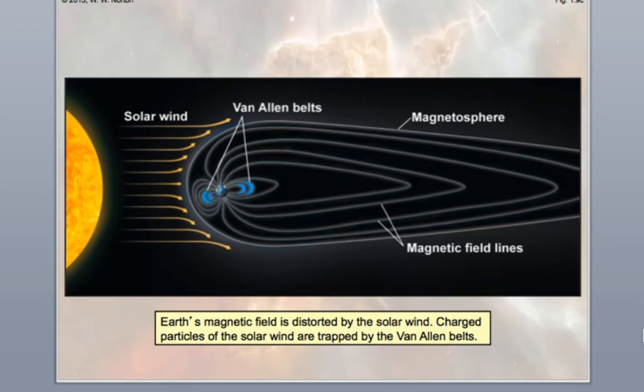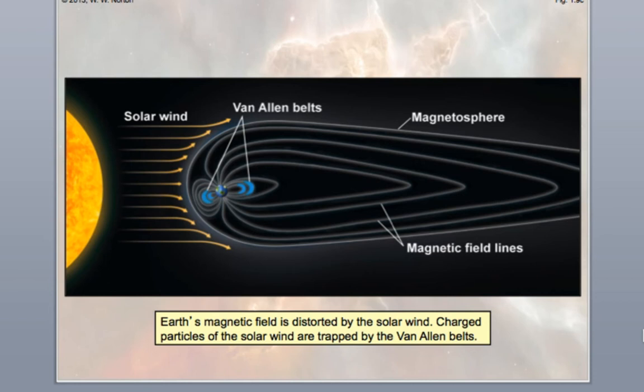Now, the sun emanates these particles called solar wind. Solar wind is a series of charged particles. They can be protons, electrons, neutrons. In some cases, there are charged particles like alpha particles, which are relatively heavy. They're 2 protons and 2 neutrons, right? But these can be quite harmful if they interacted with us here on Earth.